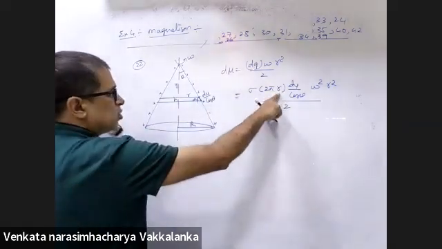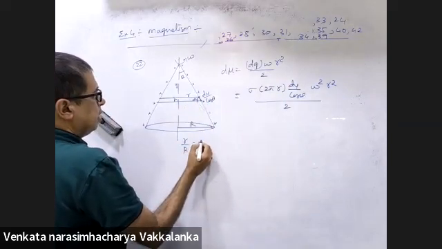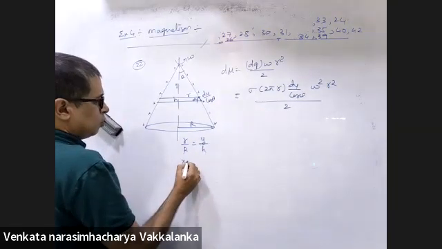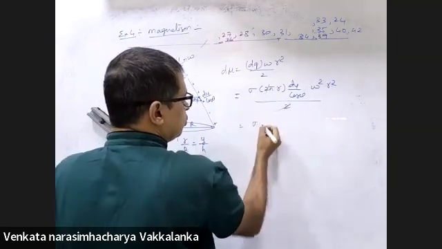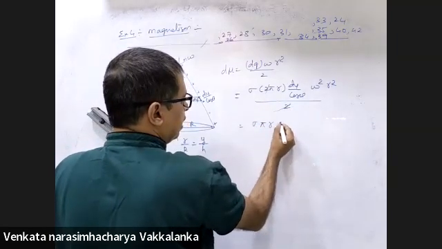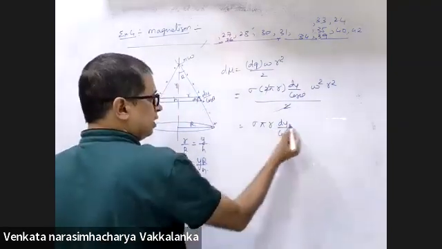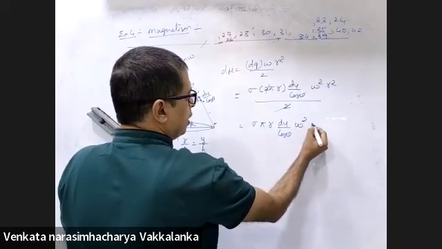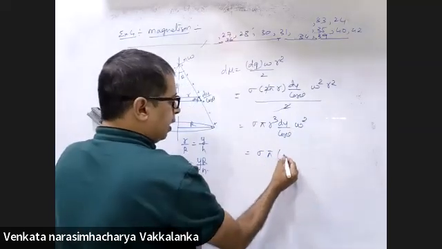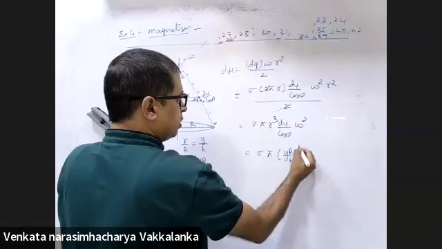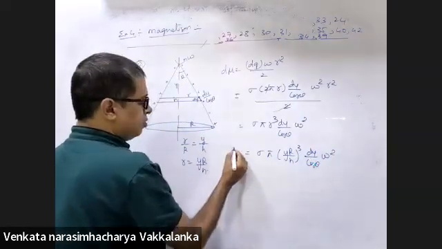We have to eliminate small r in terms of y for us to integrate. Small r by capital R is y by h. Small r is y capital R by h. This will be sigma, this 2 will get cancelled, pi r dy by cos theta. This length is dy by cos theta, right? Omega, r cube, sigma pi, r is y capital R by h whole cube, dy by cos theta into omega. This is d mu.